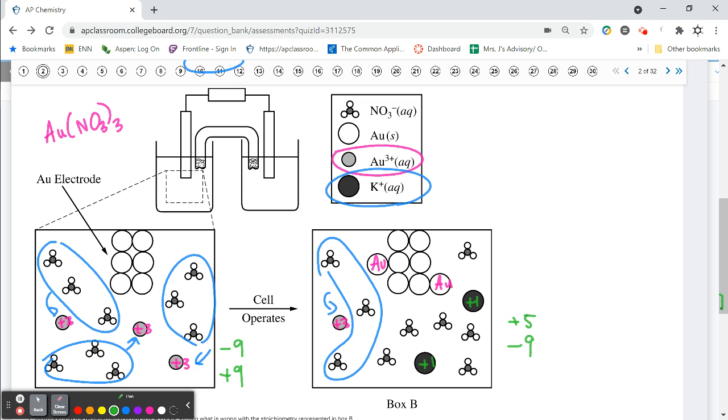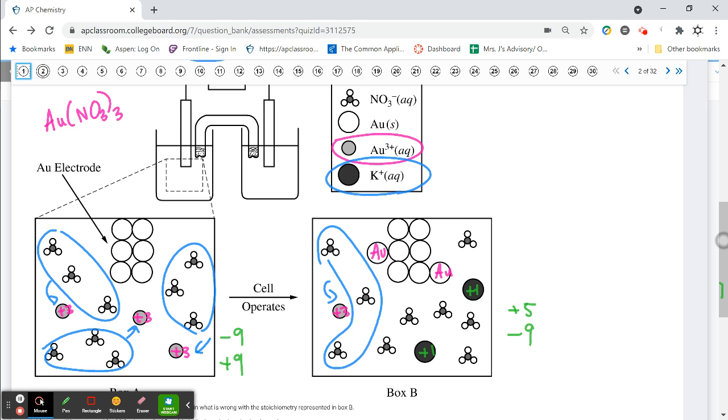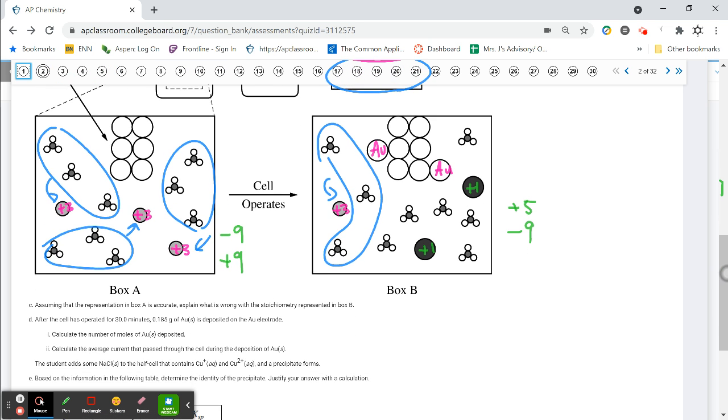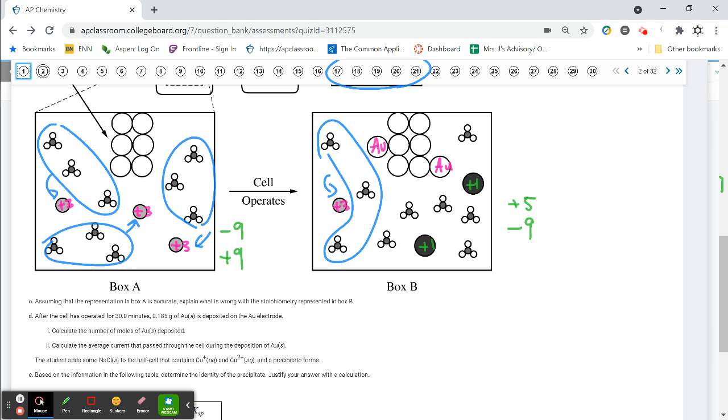Now, let's look at the next question. C was assuming that the representation in box A is accurate. Explain what is wrong with the stoichiometry represented in box B. Box B does not stoichiometrically account for the lost positive charges of the gold ions. There should be more plus charge potassiums coming in to replace those.